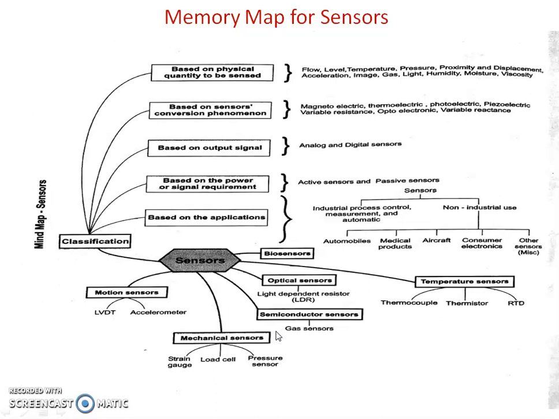As usual, last time I explained a memory mapping for unit number 6, electronic communication. Similar way, I am trying to show you the memory mapping for this sensor unit. So what are the contents of this sensor unit? You have to learn different sensors like motion sensor, mechanical pressure sensors, semiconductor gas sensor, temperature sensor, biosensor. These are the 8 to 9 different sensors. Its internal structure, its working principle, few applications you have to learn.